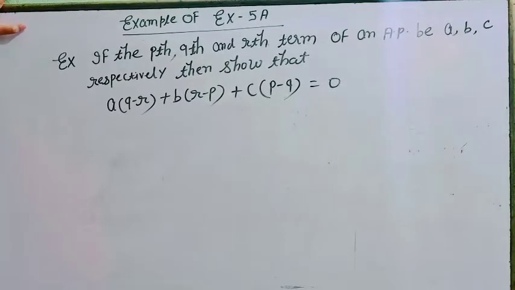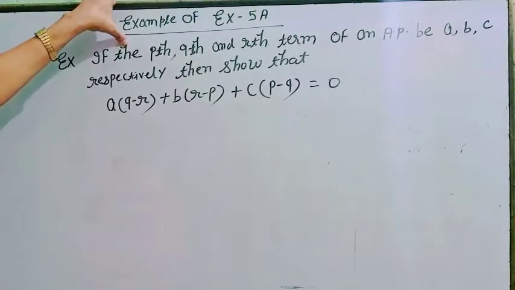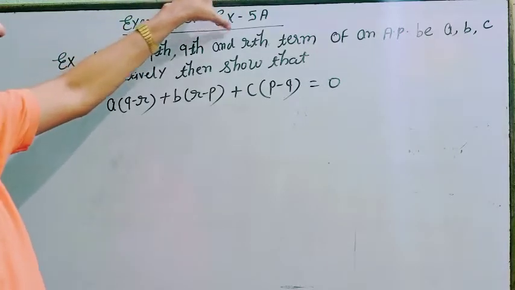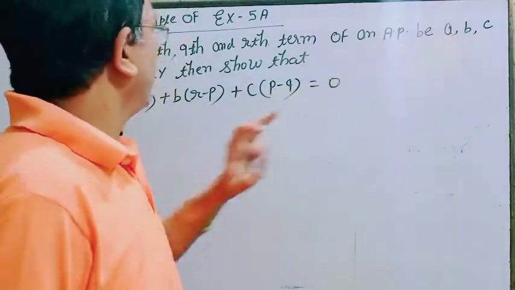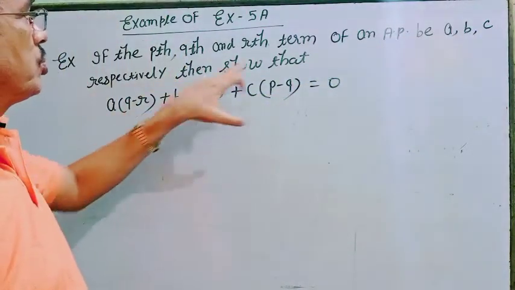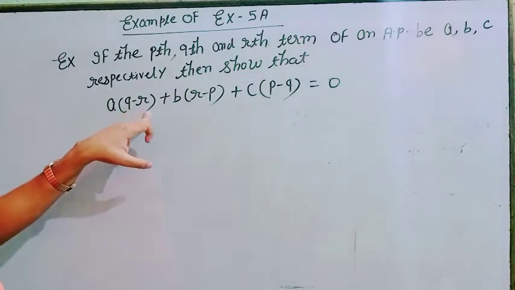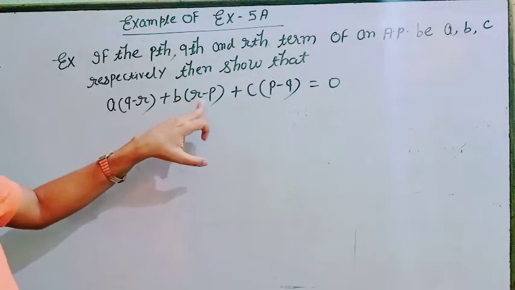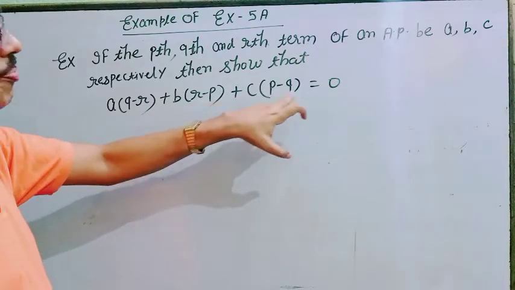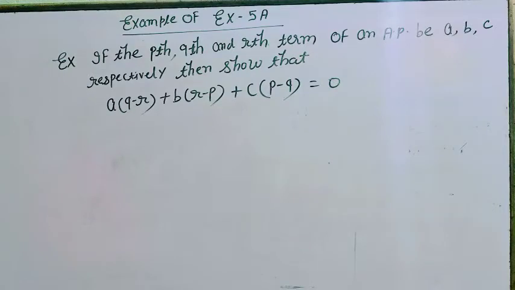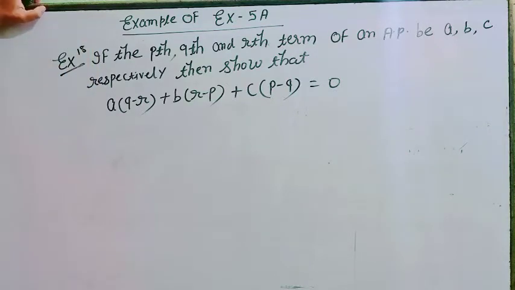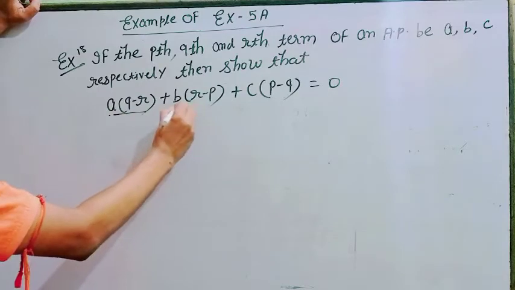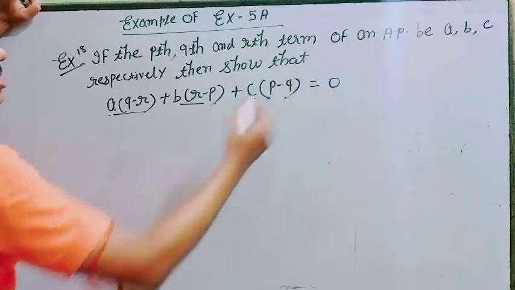Now see example: if the pth, qth and rth terms of an AP are A, B, C respectively, then show that A(Q − R) + B(R − P) + C(P − Q) is equal to 0. This question's number is 18 maybe in your book.